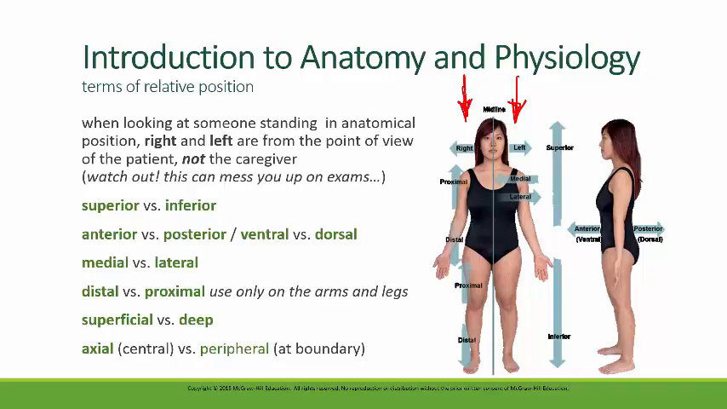All right, so if something is above another thing, and here we are talking primarily in the trunk, so the abdominopelvic region, the thoracic region, the neck, and the head.